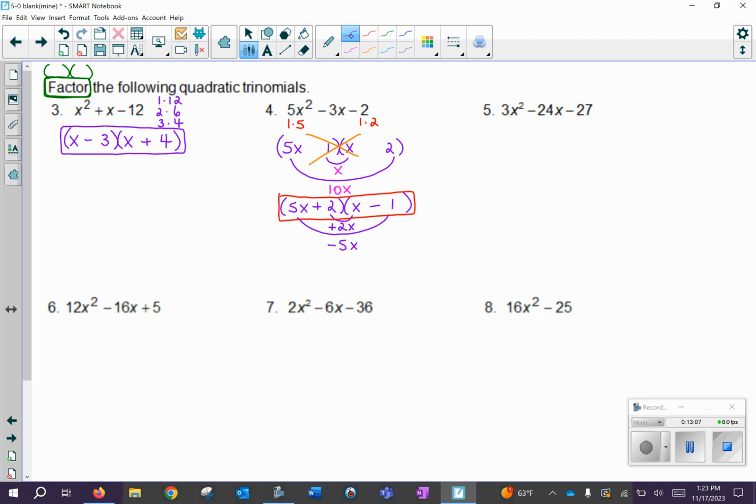All right, here we go. The next one. So the one thing that we now need to write, now that you've seen the process, is always factor out your GCF first. Okay, so I just wanted to teach you the process first.